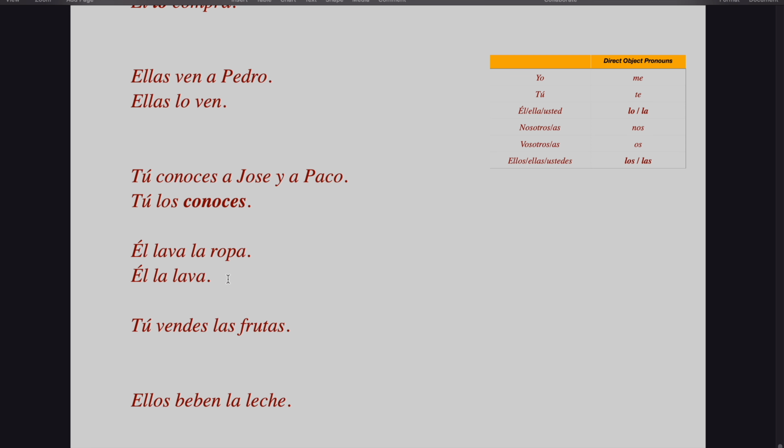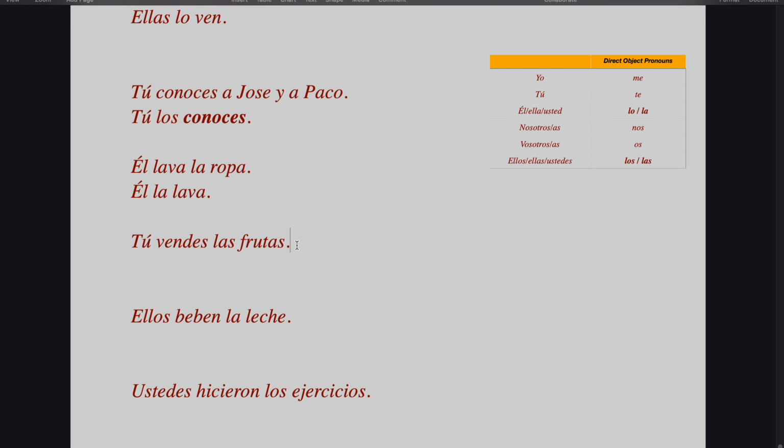He washes it. Next one, tú vendes las frutas. You sell fruits. So what is the object in this one? Direct object. Only one object is there, that is the fruits. So here we have the plural. So tú las vendes, right? Even tú is not required, but we generally in written language do not start a sentence with an object pronoun. So in this case it is better to put the subject pronoun, which is tú las vendes. Why las? Because las frutas is the direct object and we are replacing the object with the object pronoun, and that's why it is tú las vendes.